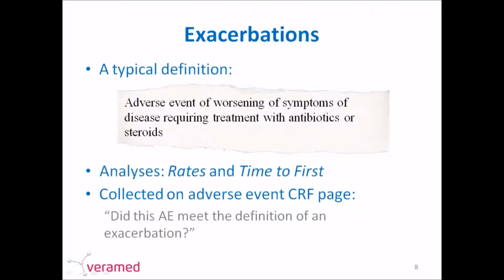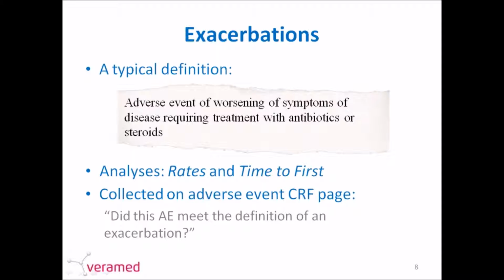So I'm now going to talk about two examples of endpoints that we as statisticians cleaned up during the study that I worked on. The first one is looking at exacerbations. Exacerbations are a common respiratory endpoint, and the typical definition, and the one that we had in our study, is a protocol-defined adverse event of worsening symptoms of the disease that required treatment with either antibiotics or steroids.